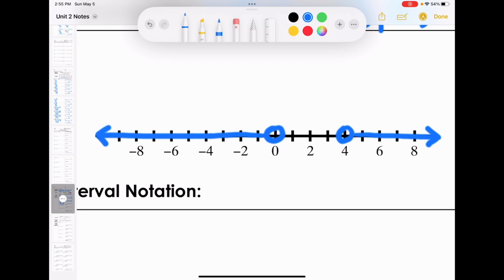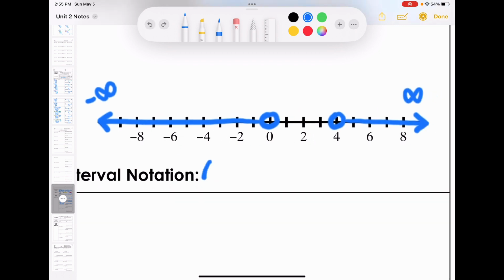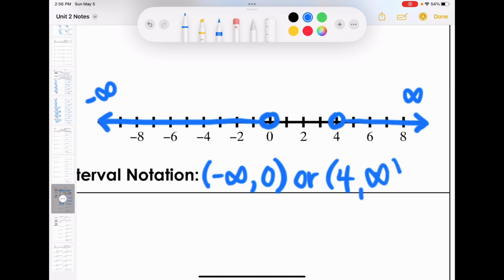Now remember, if it's pointing to the left, it's negative infinity. If it's pointing to the right, it's positive infinity. So when I write my interval notation, I'm going to start with the one that's pointing to the left. So it's going to go parentheses, negative infinity, comma 0 with parentheses because 0 has an open circle. Then for my second one, I'm going to have parentheses 4 because it's an open circle, comma, positive infinity with parentheses.